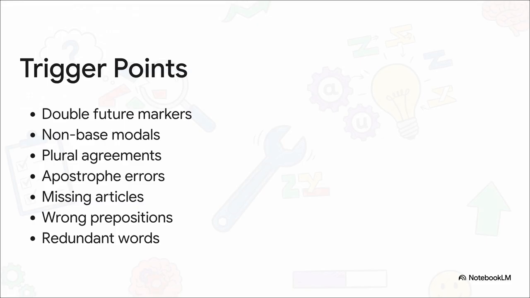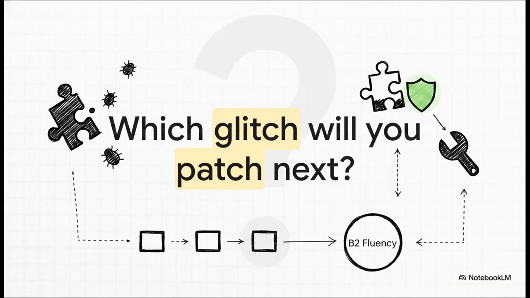Missing articles. Apostrophes slapped onto plain plurals. Comparatives missing the word than. Guessed prepositions, and of course those redundant bloatware words. Look, actively catching and debugging these exact errors is the true difference between remaining stuck at a B1+ level and empowering yourself with solid, reliable B2 fluency in both your writing and speaking.